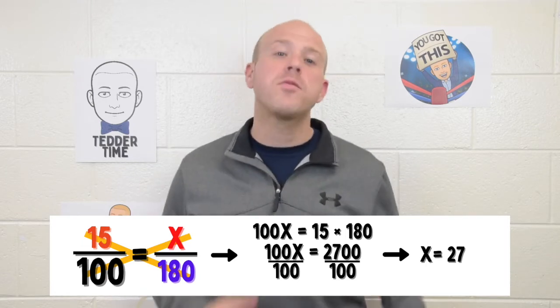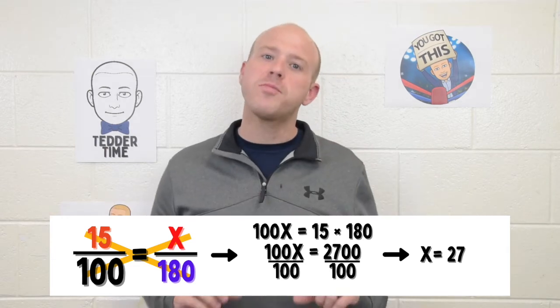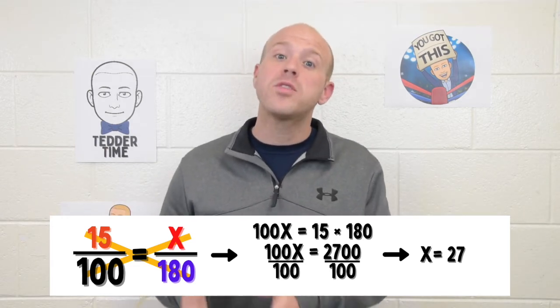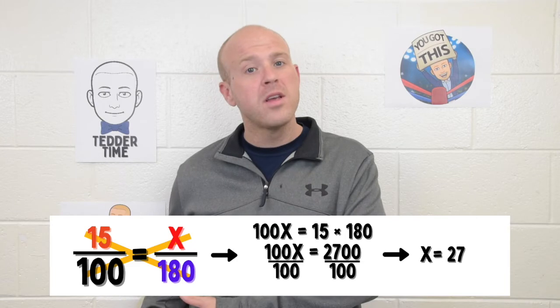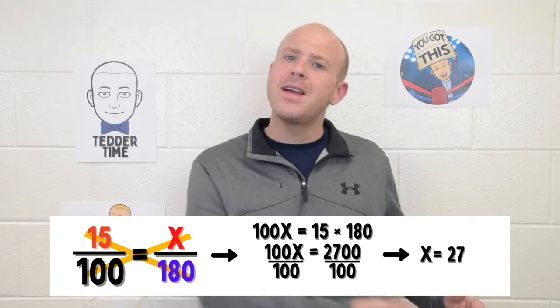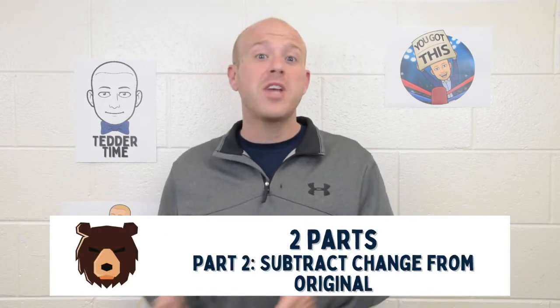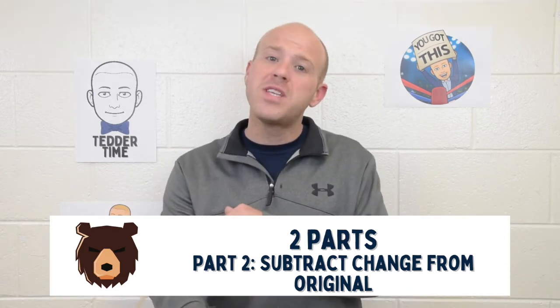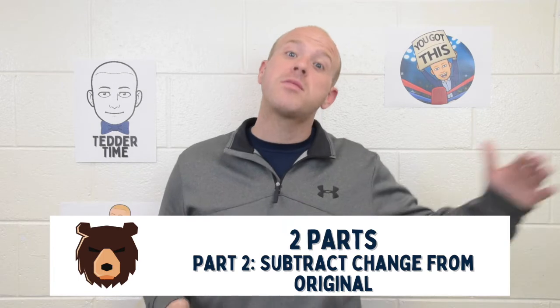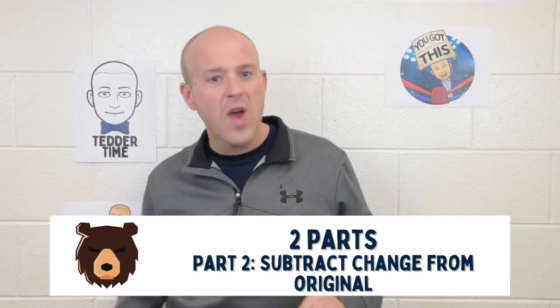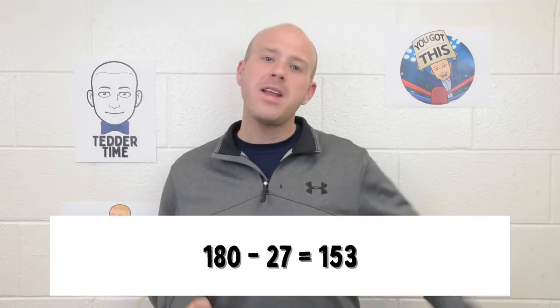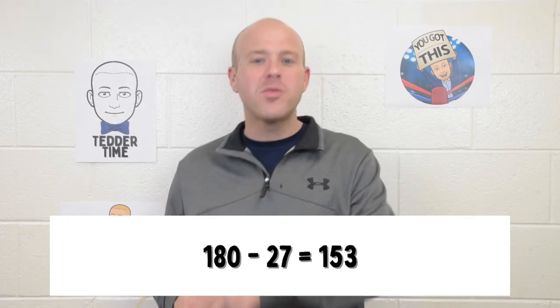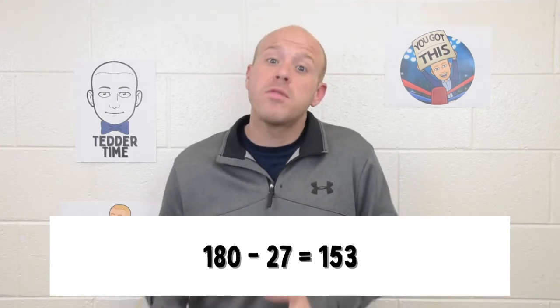All right, but that's not what the original problem asked for. Remember what the original problem said. How many students are in this year's 7th grade class? Well, if I went from 180 and I went down, I know the amount of change was 27. I decreased 27 kids. All I got to do, remember, decrease means subtraction. Increase means addition. So we're going to subtract 27 from 180. So 180 minus 27 is 153 kids.